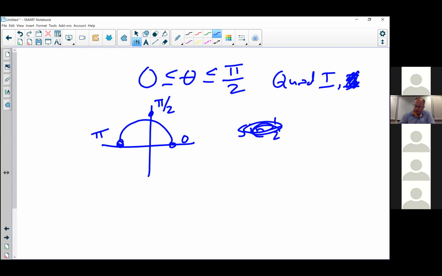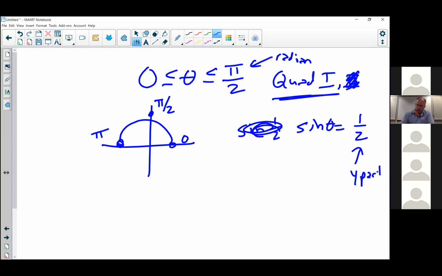If I gave you sine theta equals 1/2, and you know it's in quadrant 1, which angle in radians, because you know it's radians because this has pi, what angle in radians has a sine of 1/2? Remember, this is the y component. What do you think? Pi over 6. What do you think, friends? Is that right? I like it. So does that make sense?